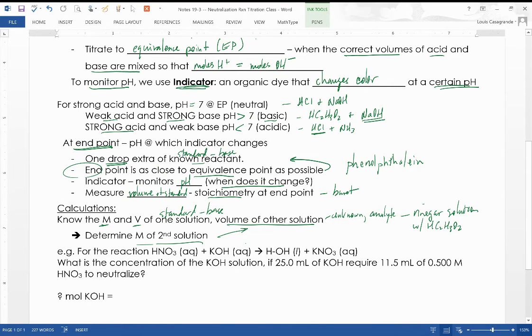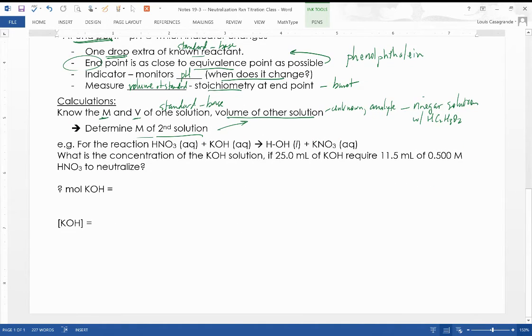So, for example, if I give you this reaction, nitric acid and potassium hydroxide, making water and potassium nitrate. There's our salt. I want to know what the concentration is. So my unknown is the concentration of the KOH solution. If I have 25 milliliters of KOH, so this is unknown, I don't know this one, but this is the volume that I have, requires 11.5 milliliters of 0.500 molar nitric acid to neutralize it.